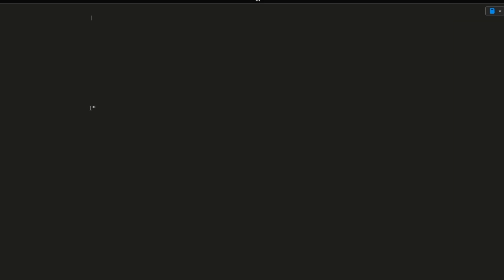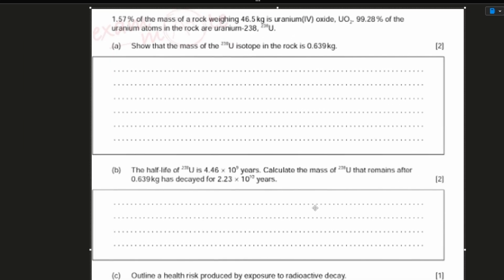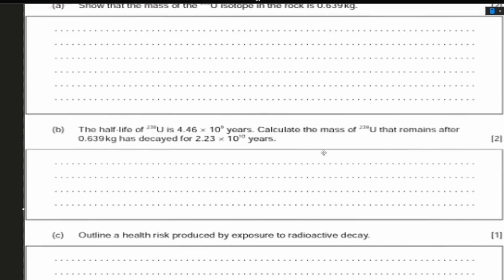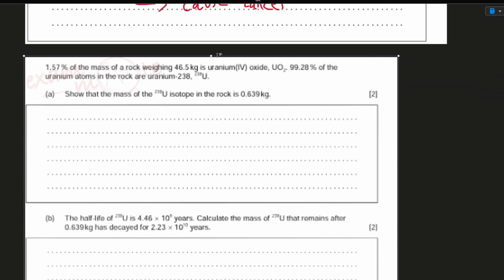Alright, here's the majority of question 2. I'll just, there we go. Just to get it, oop, that's too much. Alright, so question 2. Part A says 1.57% of the mass of a rock weighing 46.5 kilograms is uranium oxide, UO2. 99.28% of the uranium atoms in the rock are uranium-238. Show that the mass of uranium-238 isotope in the rock is 0.639.